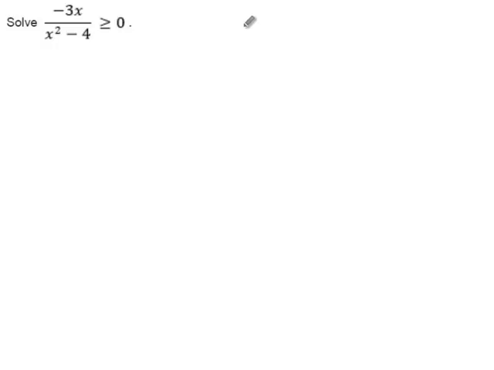Another inequality for us to tangle with. So, what do we do first? Check if there's a 0 on one side. Yes, there is. Good. Step 2, factor if possible.